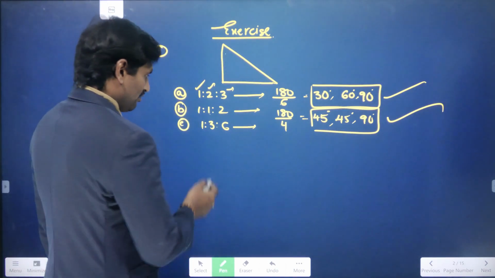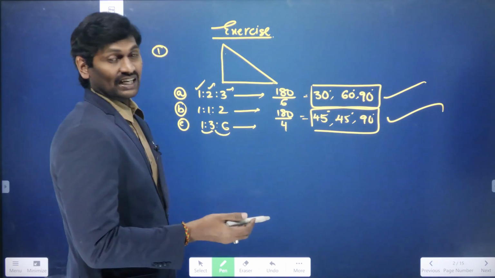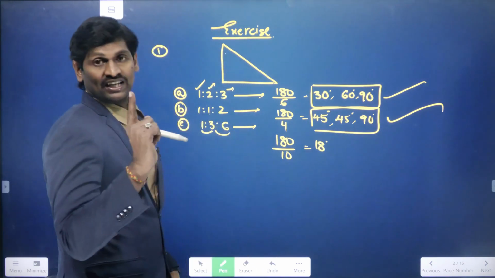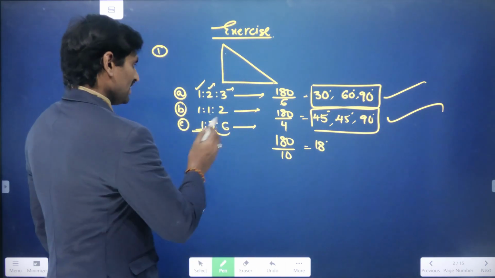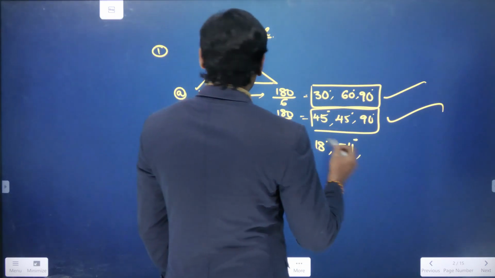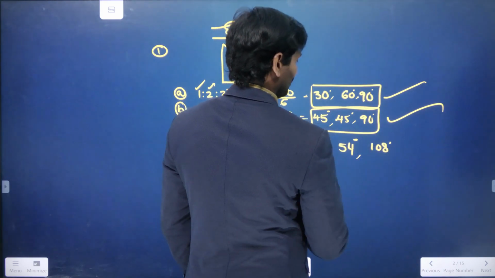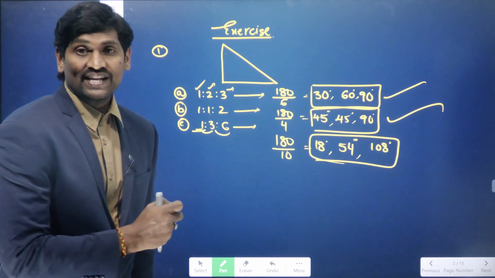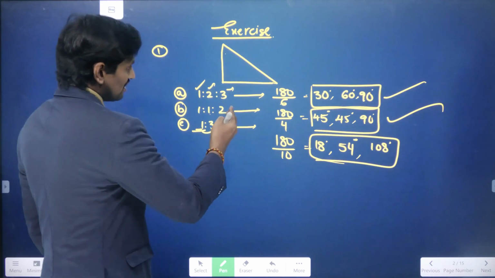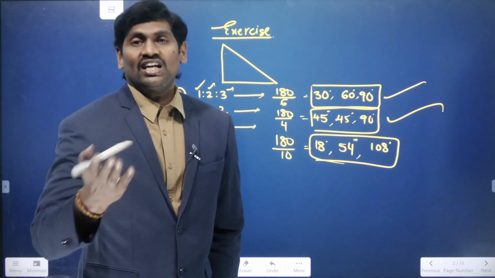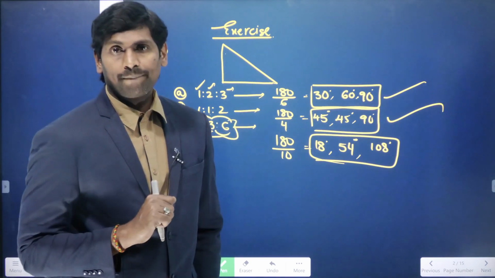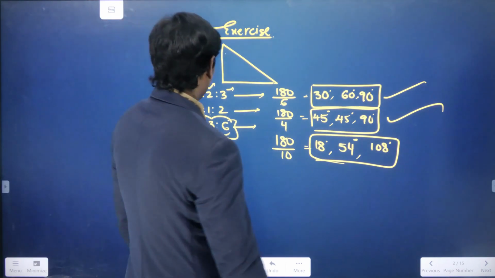Now coming to this one, 1:3:6. 1 plus 3 is 4, 4 plus 6 is 10. 180 by 10 is 18 degrees. One part is 18 degrees, three parts are 54 degrees, and six parts are 108 degrees. So there is no 90 degree angle in the given measurements. So the third option is our answer, because the first two options make a 90 degree angle, that is, a right angle triangle, but the third option cannot make a right angle triangle. Okay, let us go to the next problem.